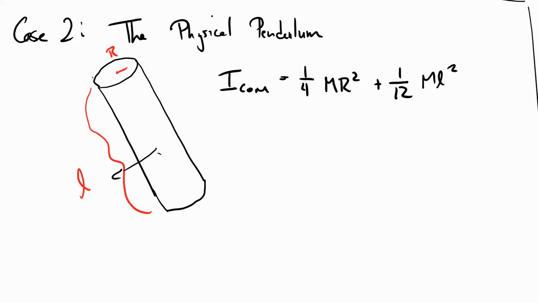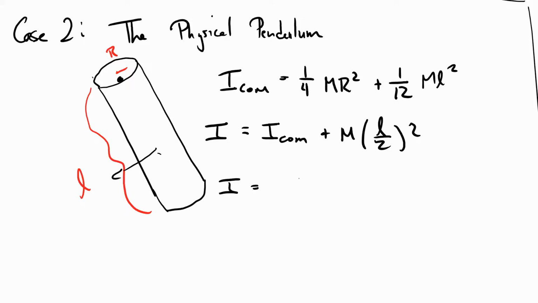Looks like this. But it's not spinning about its center of mass. It's spinning about, let's say, the very top of the cylinder. That's where the axis is. So I need to use the parallel axis theorem and shift it. I'm going to shift it by L over 2. So this would give me 1/4 mr squared plus then 1/3 ml squared.